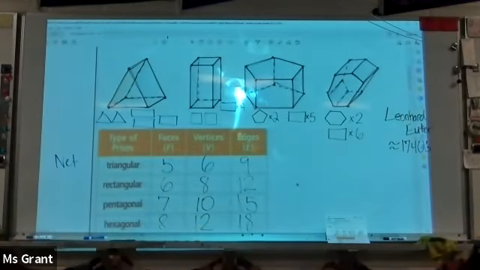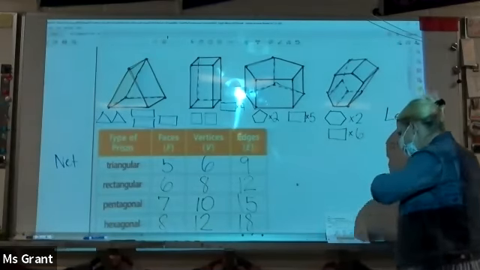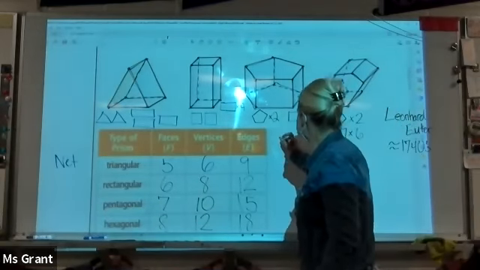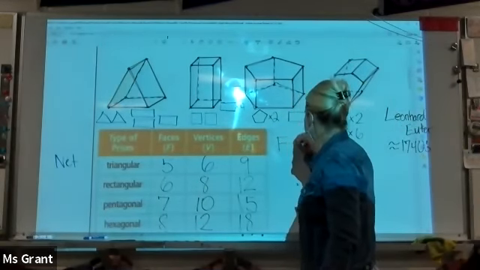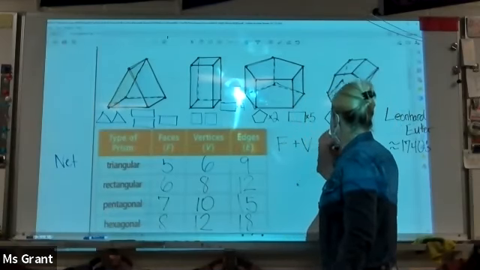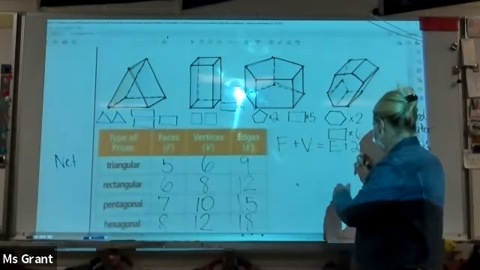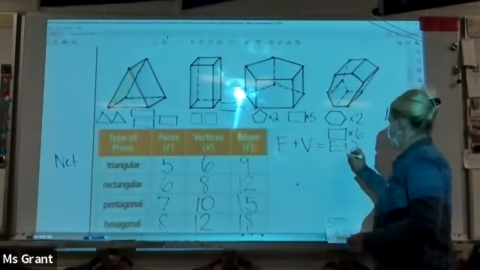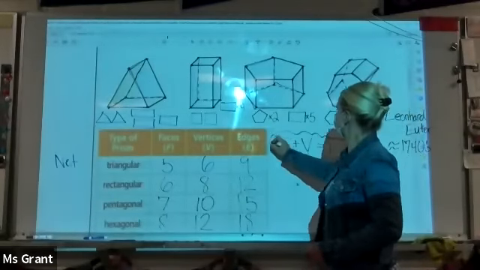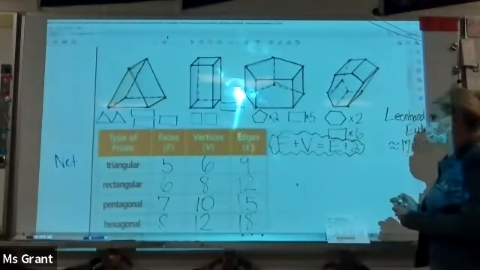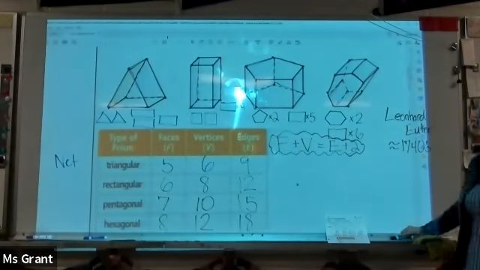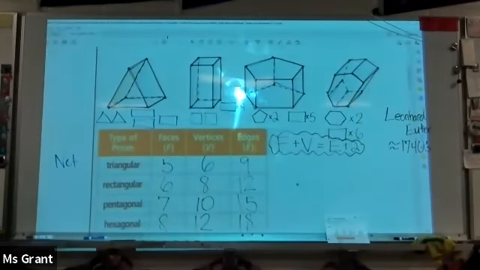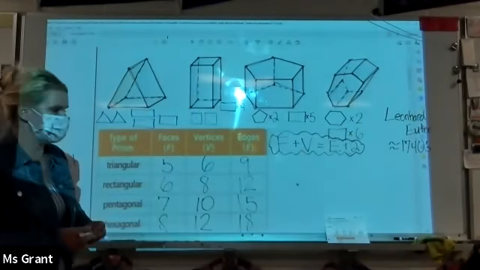So what his theorem says is that it's a little different than what you were noticing, but it's my faces plus my vertices equals my edges plus 2. Faces plus my vertices equals my edges plus 2. And so what you did is you subtracted 2 and you multiplied by 3. So it's a little different, but let me show you how this works.